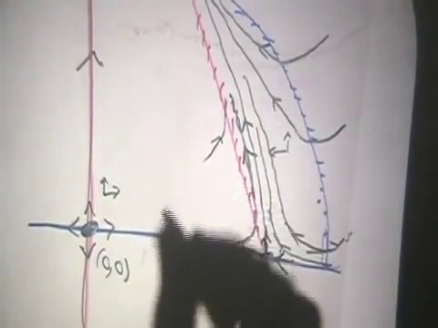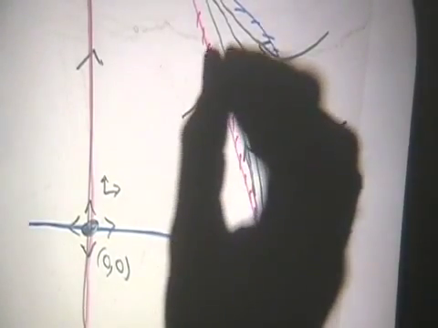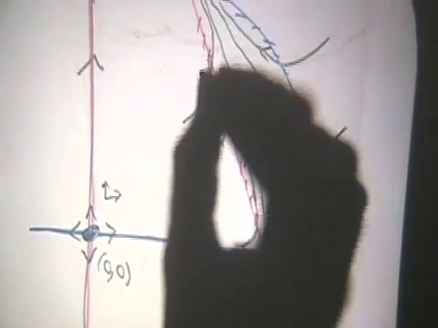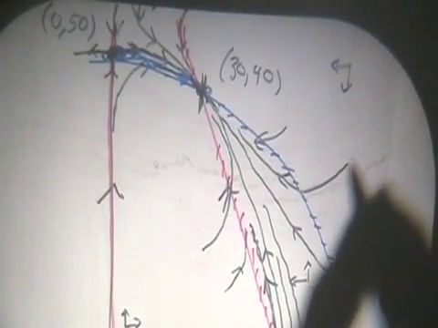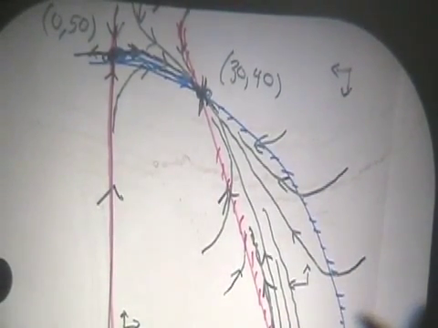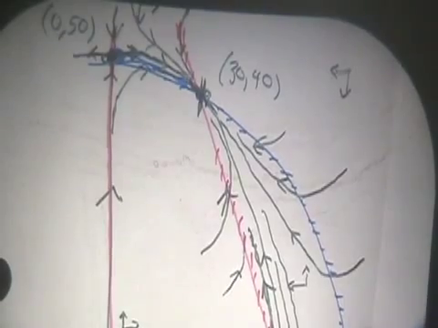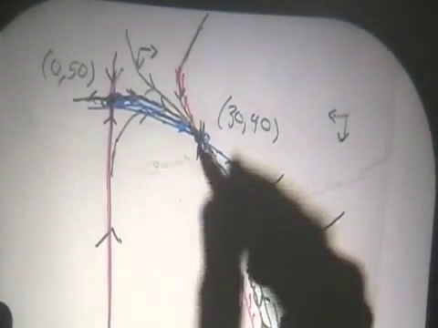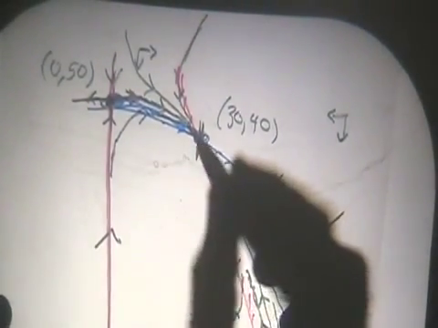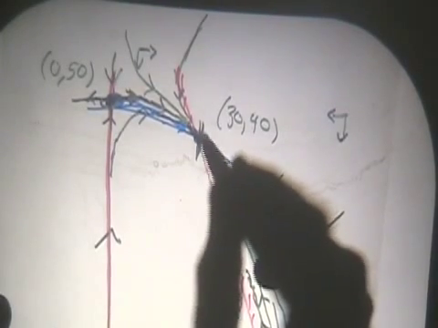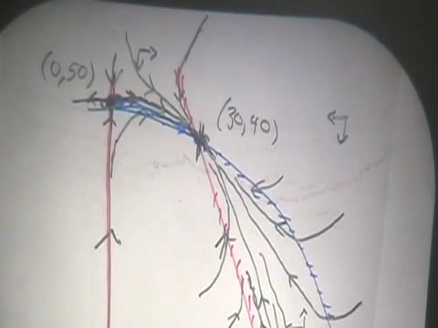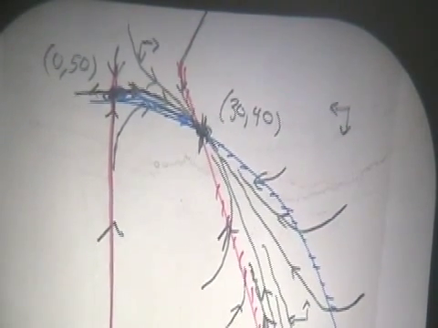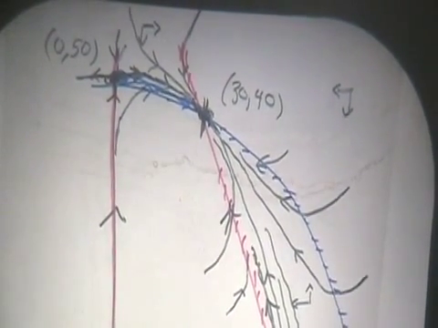You're hopefully getting the idea that this sink is a pretty important feature, that all the solution curves that have initial conditions that start in the first quadrant proper, not along the axes, are going to ultimately go toward this equilibrium point as t goes to plus infinity. x will approach 30 and y will approach 40. A couple more subtleties involved.